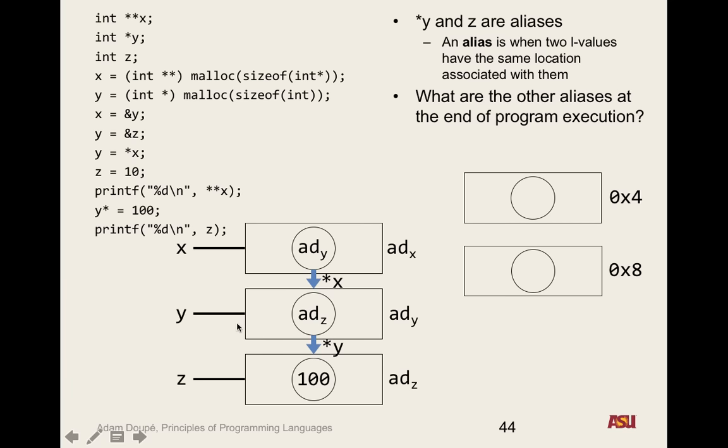So what are the other aliases in this program? Star x and y. Star star x and z. Good. So star star x, star y. Oh, sorry, actually that's a typo. It should be here: z, and then star x, y. This is important because, as we saw, in this assignment I changed star y, but z was affected. When I printed out z, that value changed. The reason is that those are aliases for the same location.